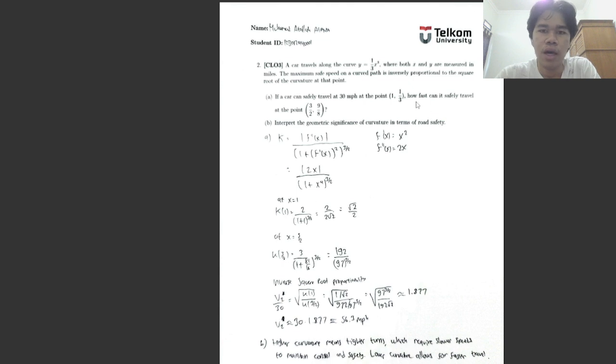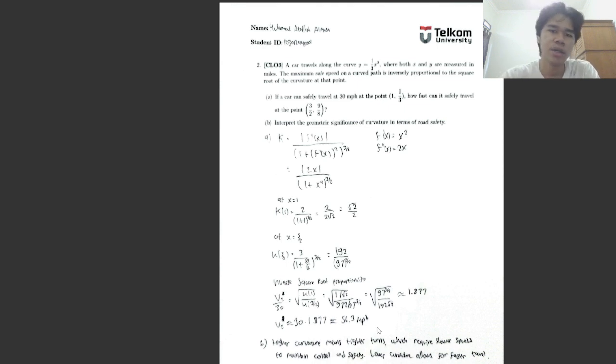So first we convert at x equals 1, it becomes square root of 2 over 2, and when x is 3 over 2, it will become 192 over 97 to the 3 over 2. So we use the inverse square root proportionality, and we got the final answer, which is 56.3 miles per hour.